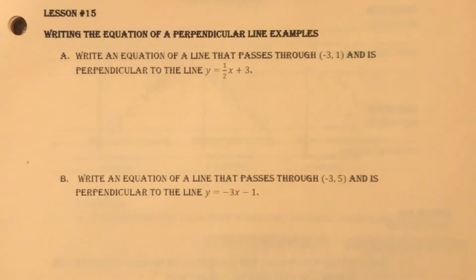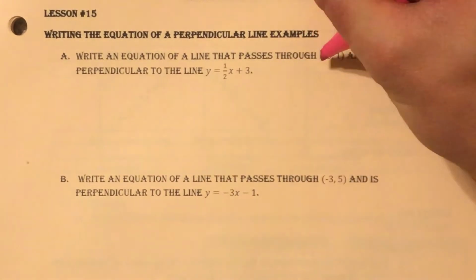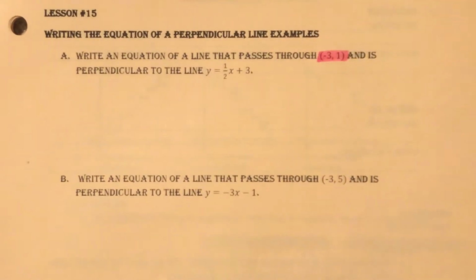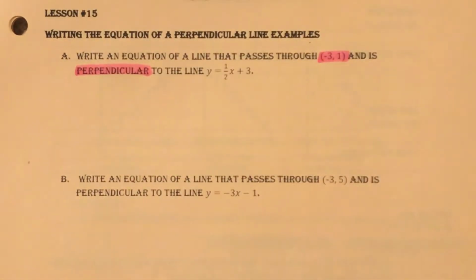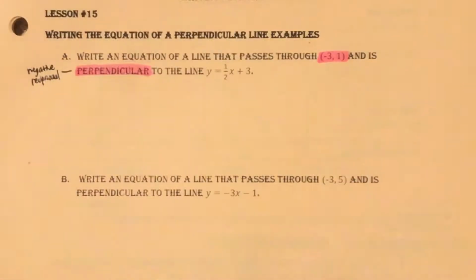So when we look at this, example A says write an equation of a line that passes through (-3, 1). So here's the point that they've given us for our new line, all right? And then they say it is perpendicular. There are some key pieces of information, because as soon as I see that they want us to write the perpendicular, I know that I need the negative reciprocal of the slope of the line that they're going to tell us about. All right, so the negative reciprocal to the line of y equals 1/2 x plus 3.